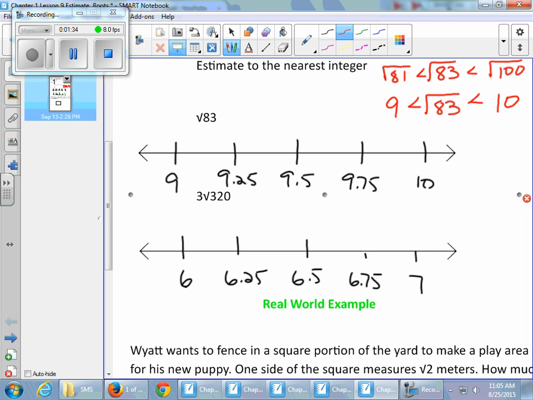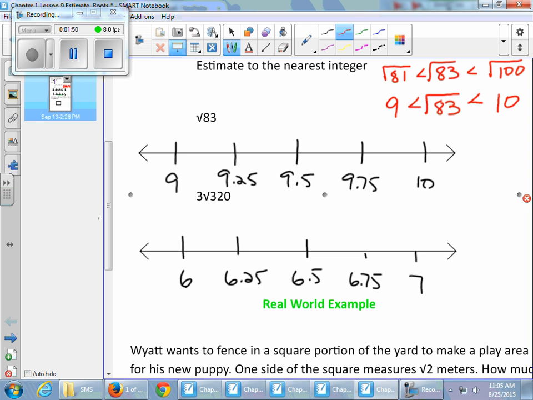So as you see on the board, there's a number line. Please draw a number line, label it as I have, 9, 9.25, and so on up to 10. I'm going to pause the video. Once you're done, you may resume the video.